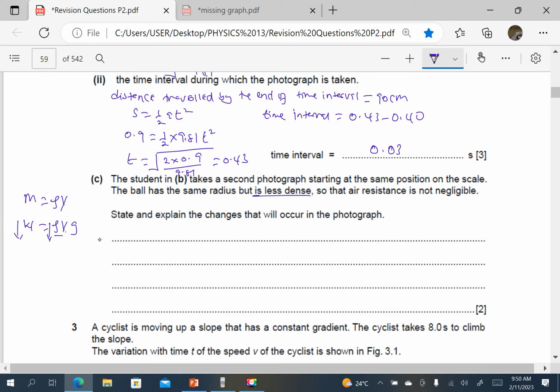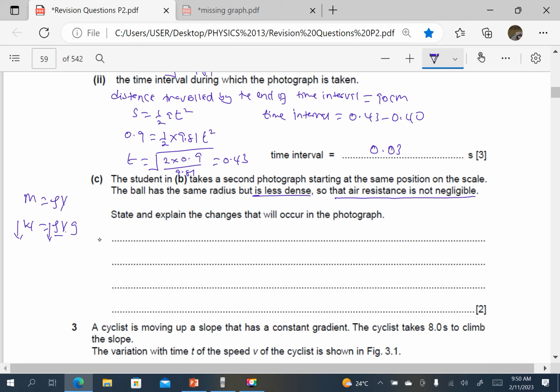If it is the same volume, it means the same surface area. It means the same air resistance acts. They're saying air resistance is not negligible. But since the density has become smaller, the weight has reduced. State and explain the changes that will occur in the photograph. Since now the air resistance is not negligible and the density is less, meaning the weight is less, the air resistance is going to be greater now. And the air resistance will reduce the motion of the ball.